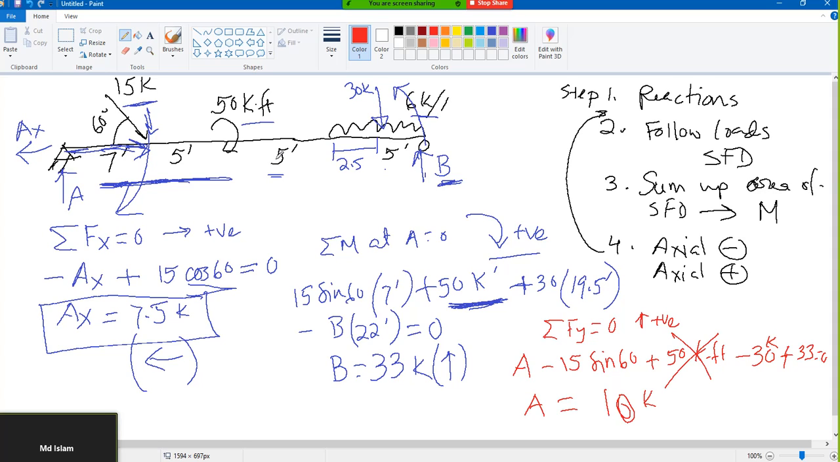Okay, now I will draw the diagram. So I will go to next slide. Make sure you took it down. Okay, wait few more seconds. Okay, hopefully you took it down.